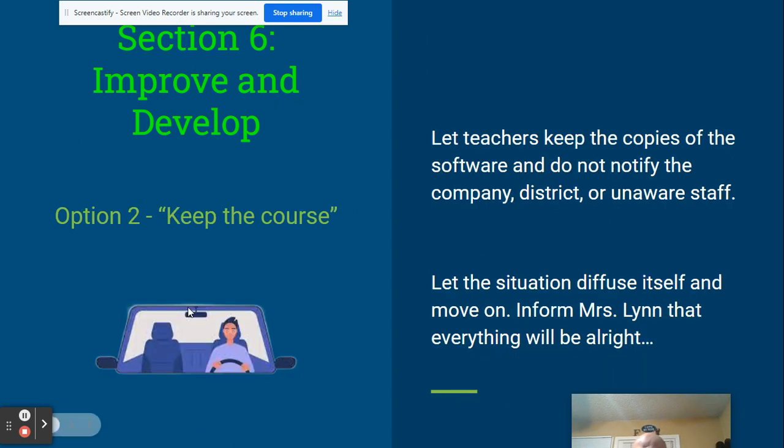Option two, keep the course. Let teachers keep the copies of the software. Do not notify the company, district, or unaware staff. Let the situation diffuse itself and move on. Inform Mrs. Lynn that everything is going to be okay.